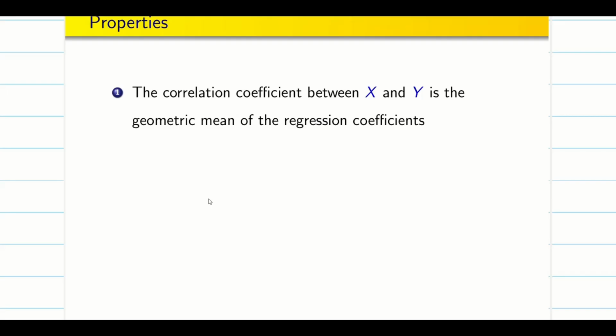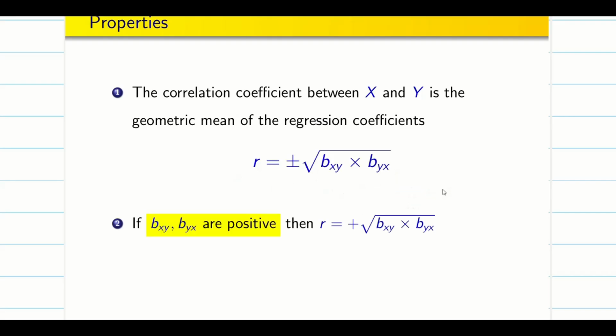Now we are going to see the relationship between the regression coefficients and the correlation coefficient. r square is equal to bxy into byx. When you take the square root, you will get r equal to plus or minus the square root of bxy byx. If these two are positive, then my r is positive, because of the property we saw. If these two are negative, my r is going to be negative.